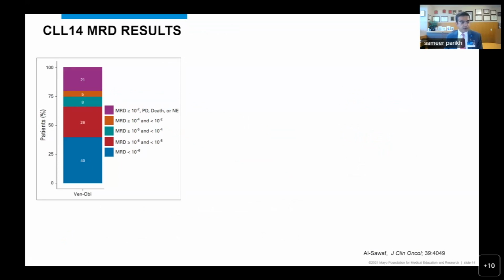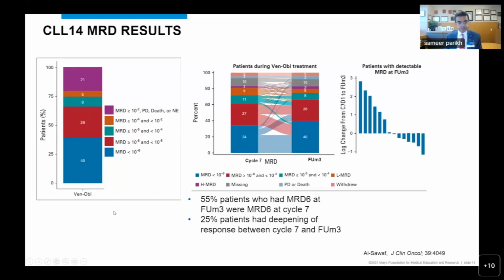Here you can see that on your left, the proportion of patients who achieved deep MRD negativity, which is defined as MRD6, was about 40%, and this is in the peripheral blood by clonoSEQ analysis. But as you try to dissect how these patients do, you will see in the middle graph that at the end of cycle 7, approximately 34% of patients had MRD6, and at 3 months following 12 cycles of combination therapy, 40% of patients were at the MRD6 level.